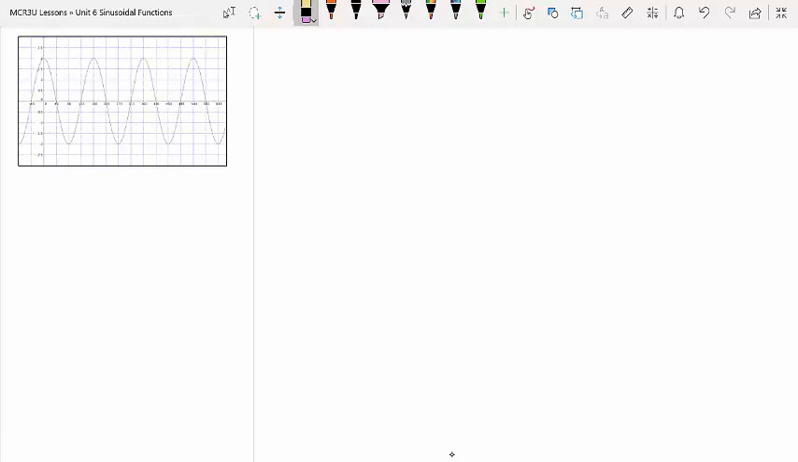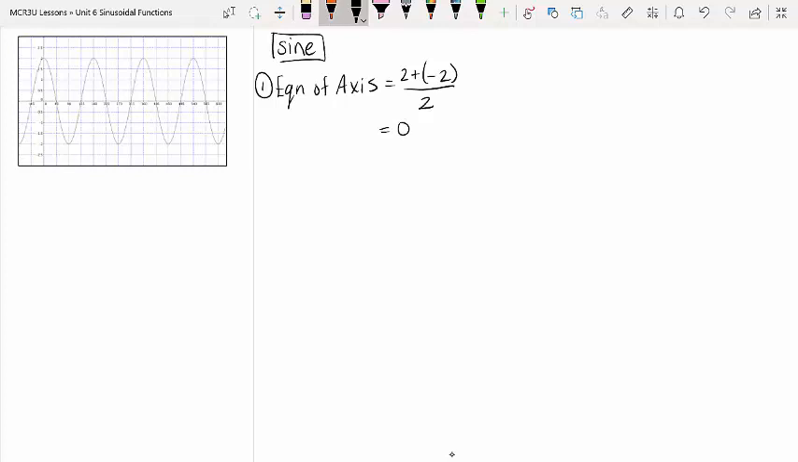Okay, let's try developing the equation of this function in both sine and cosine. So let's try the sine version of this first. So the first thing we want to find is the equation of the axis, and that's going to be the maximum value, so 2, plus the minimum value, so negative 2, divided by 2. So you're going to get 0 for the equation of the axis. Okay, right there. And that's great because now we know that the q value of our equation is going to equal 0. Right? Because the equation of the axis from the graph is the same as the q value in the equation.